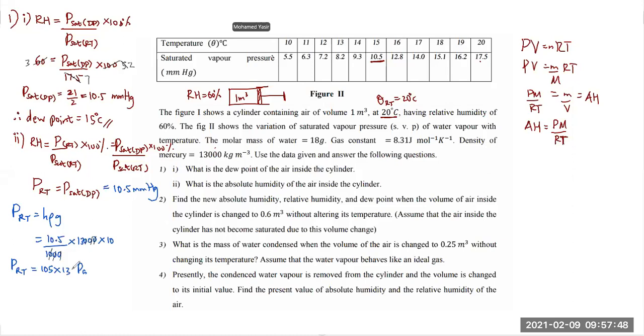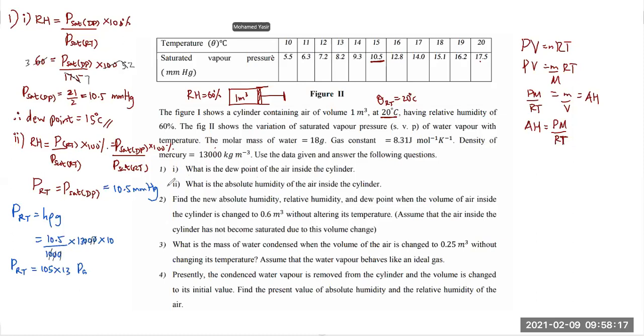Yeah, you can leave it, but how do you find AH then? You have to find AH, absolute humidity, in kilograms per meter cube, right? So we need to convert it to pascals because R is in SI units. No? R is in SI units. So you have to go back here. Right. And then if you go back to this equation.